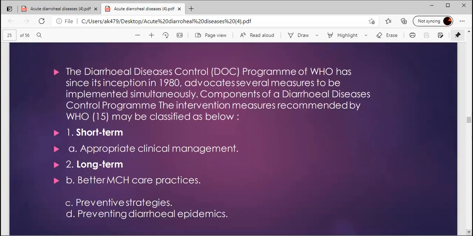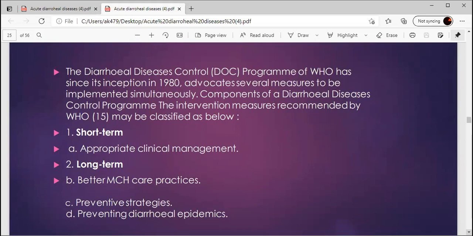Control of disease. The Diarrheal Diseases Control Program of WHO has, since its inception in 1980, advocated several measures to be implemented simultaneously. Components of diarrheal disease control programs: the interventive measures recommended by WHO may be classified as below. Short term and long term.